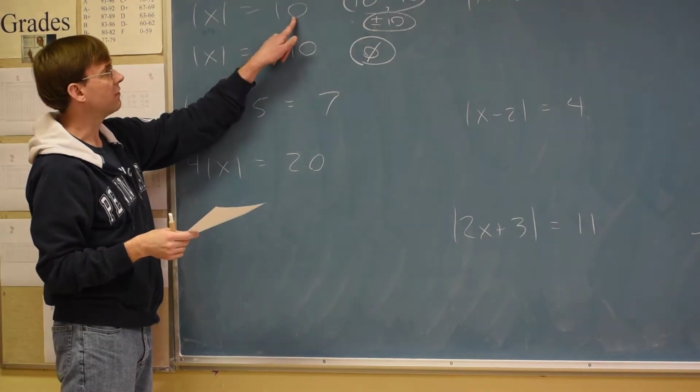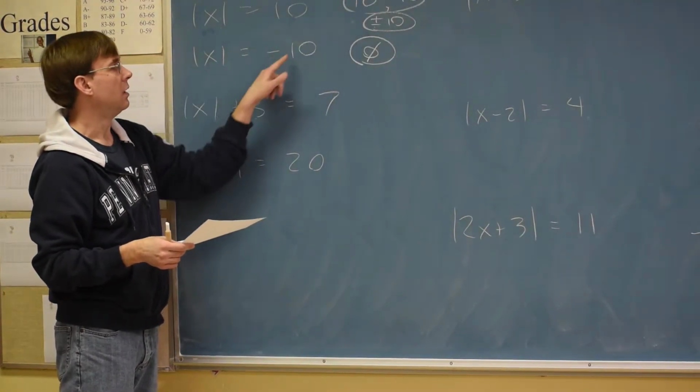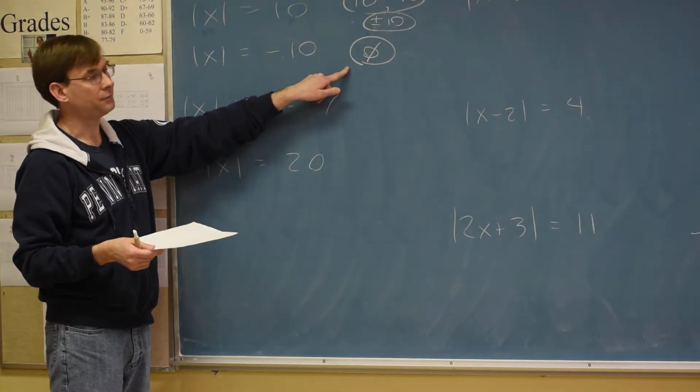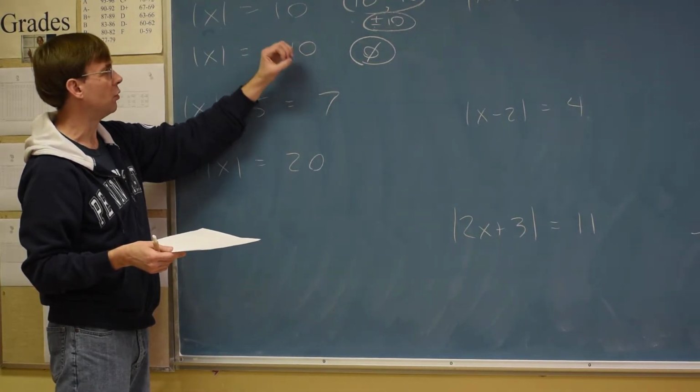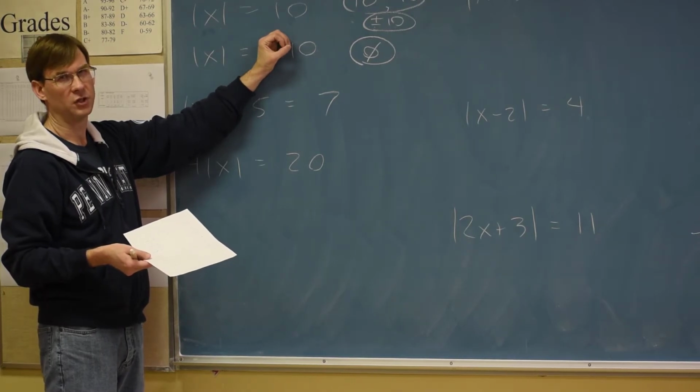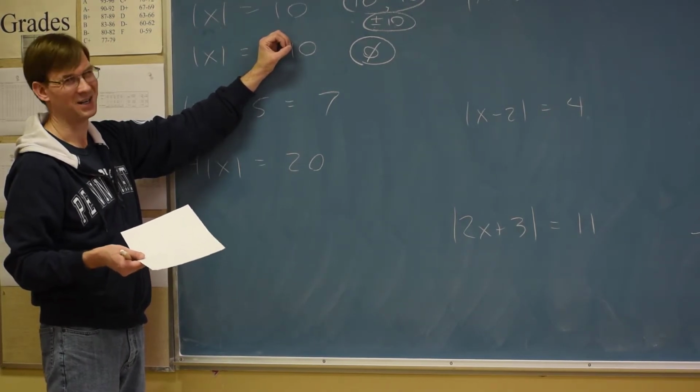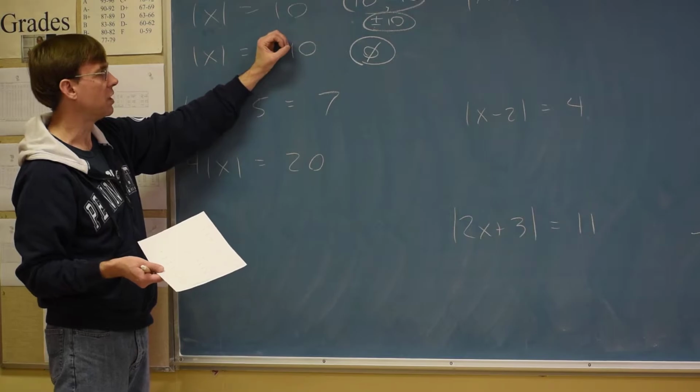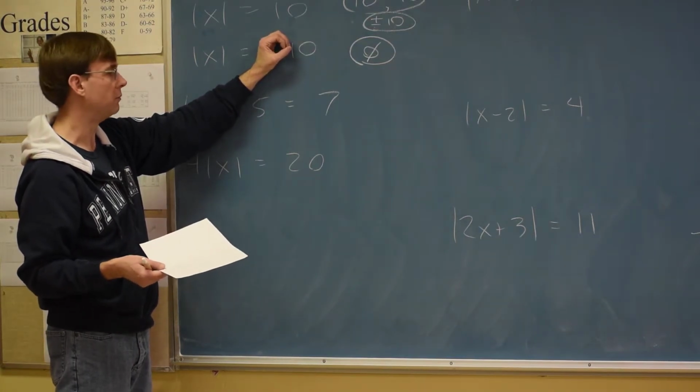So if there's a positive number here, you get two answers. If there's a negative number here, nothing. The only exception to those rules is if I gave you 0, that's the only problem that would have one answer, just 0. Because there's no plus or minus 0, that's not a thing. So 0 here would just be 0.